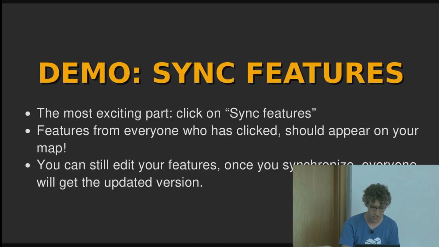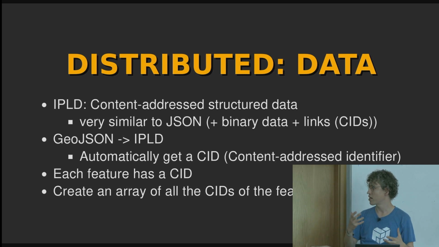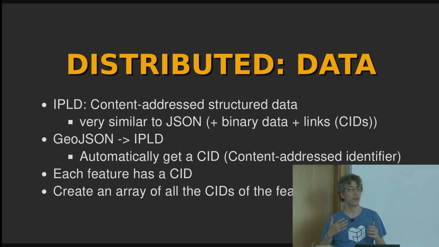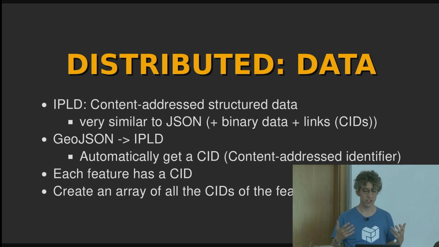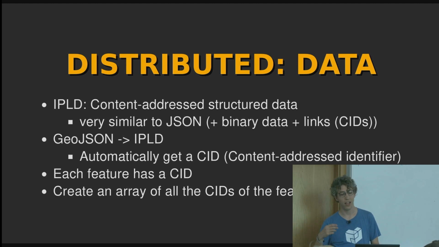Alright, so that was the sync feature stuff. I will quickly go into how this actually works in the background. I've mentioned I use some computer technology. One thing is how the data is structured and how you get to those things. I think IPLD stands for InterPlanetary Linked Data, but I would just say it's about content-addressed structured data. It's basically just JSON, but you can also store binary data and links. I come to the links later, that's the important part.